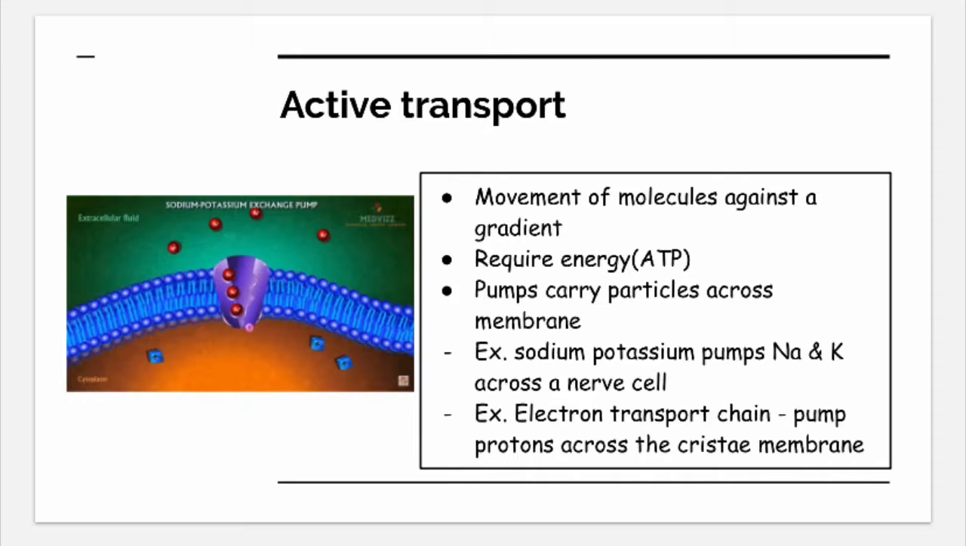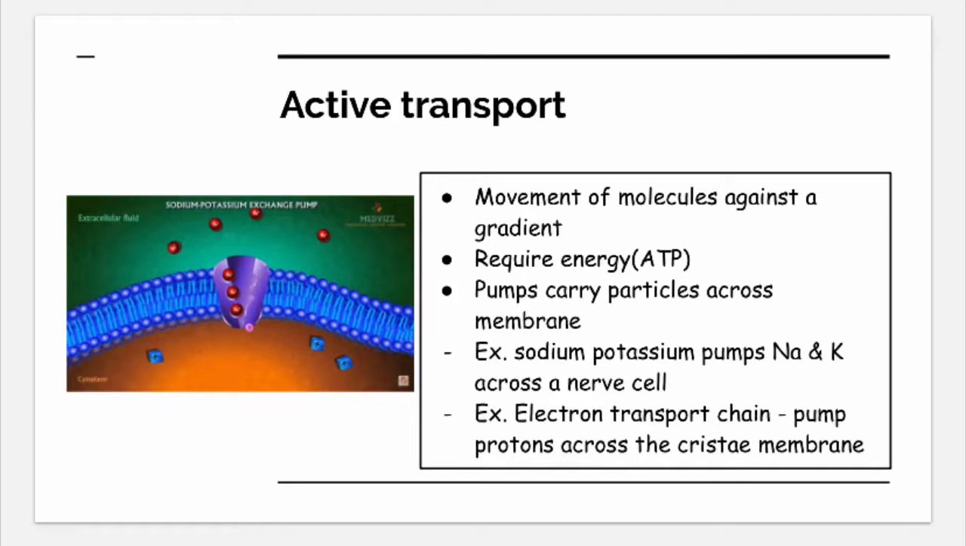An example of this is the sodium-potassium pump, which pumps sodium and potassium ions across the nerve cell to return the nerve to its resting state. In the diagram on the left, you can see that blue is potassium while red is sodium. So more sodium is going in while less potassium is going out, and that's why it requires ATP as energy.